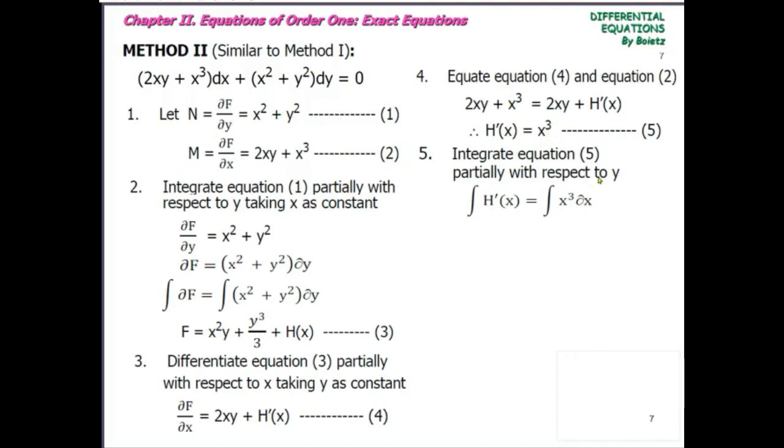With respect to... sorry, this one is with respect to x. Sorry, that was a typo. So with respect to x. Then this will become hx, then x to the fourth over 4.